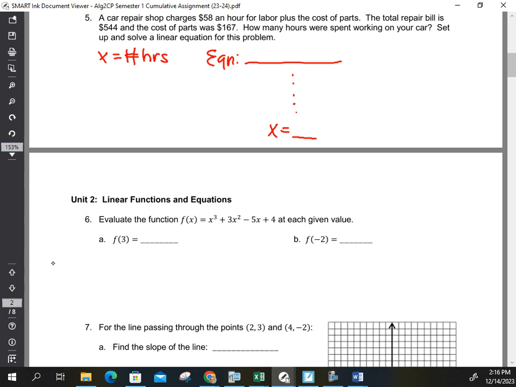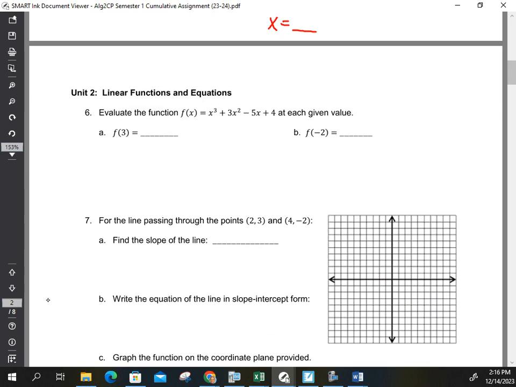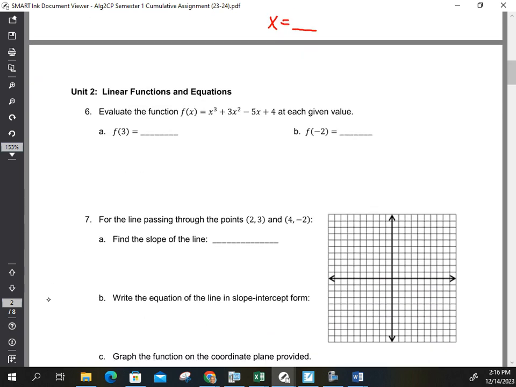All right. Going on to unit number 2. Unit 2, evaluate the function at each given value. So this was section 2.1. The number inside the parentheses is the x value. So f of 3 means x equals 3. Plug in 3. So 3 to the third power plus 3 times 3 squared minus 5 times 3 plus 4.